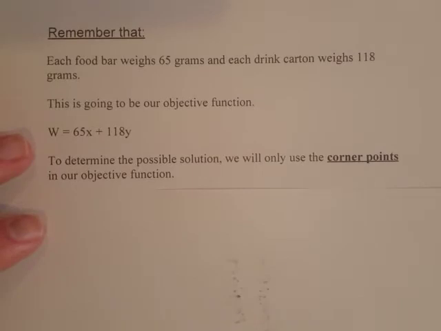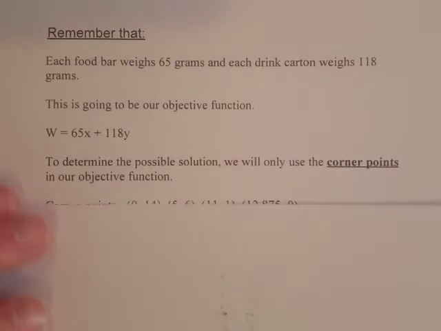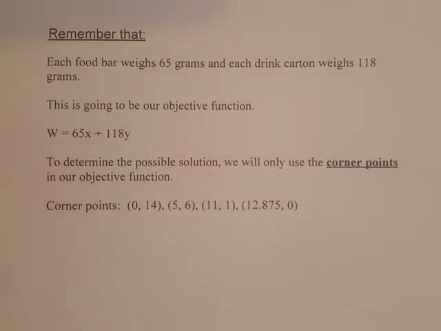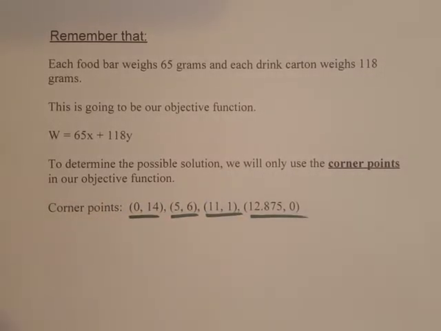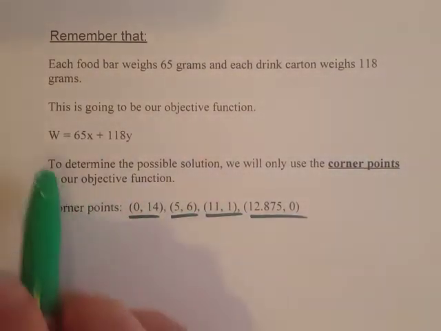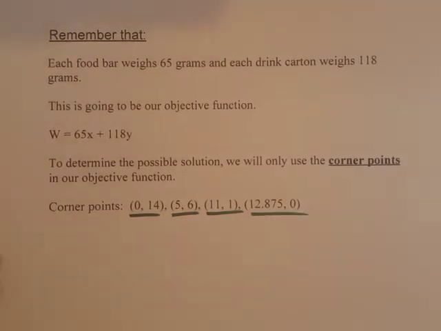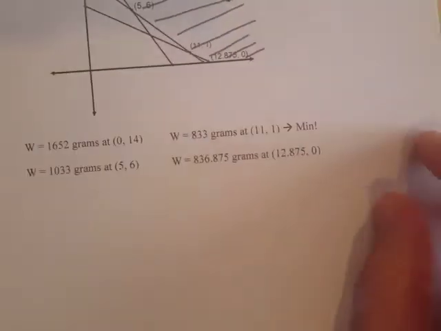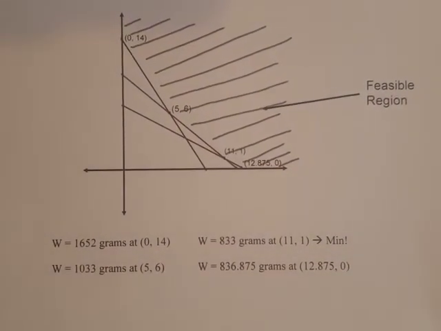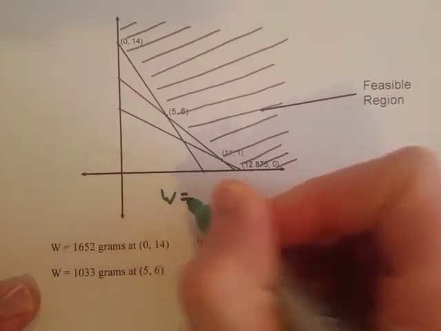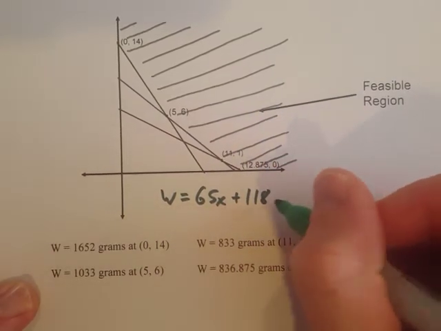We pick the corner points. As I mentioned, we're going to only do corner points when we're looking at that feasible region, and then we're just going to plug them into our objective function. So here again are all those corner points that we found from this graph. I'm going to plug them into this function W. If I do that, we get these values. Again, that formula, just for your reference, was W equals 65x plus 118y.